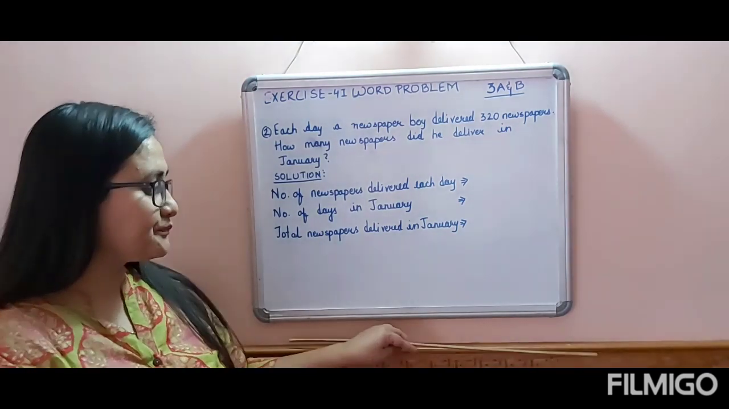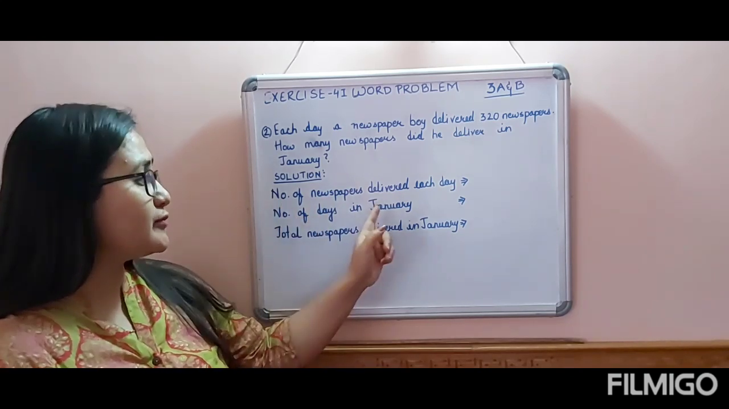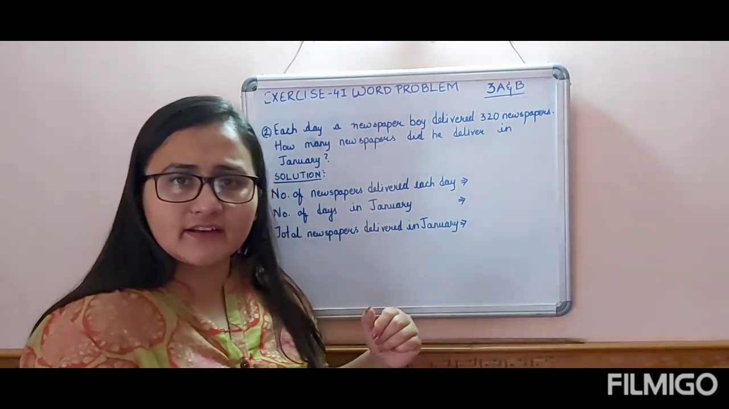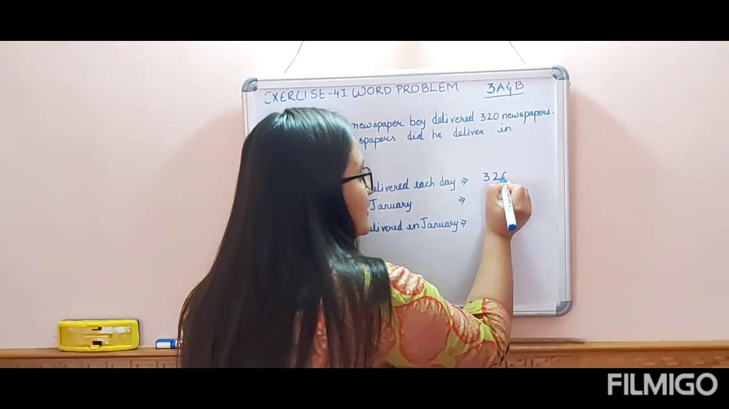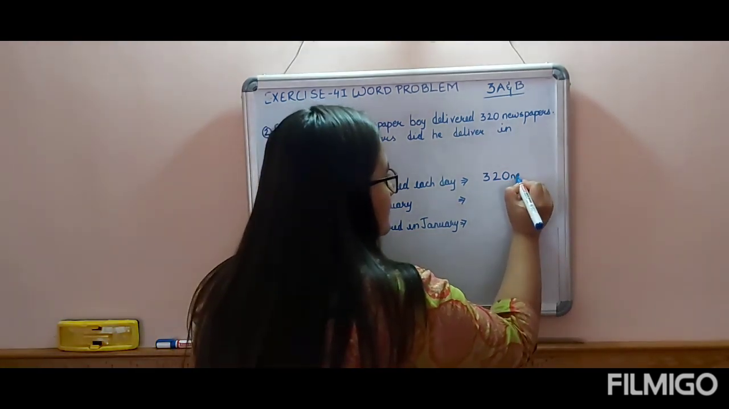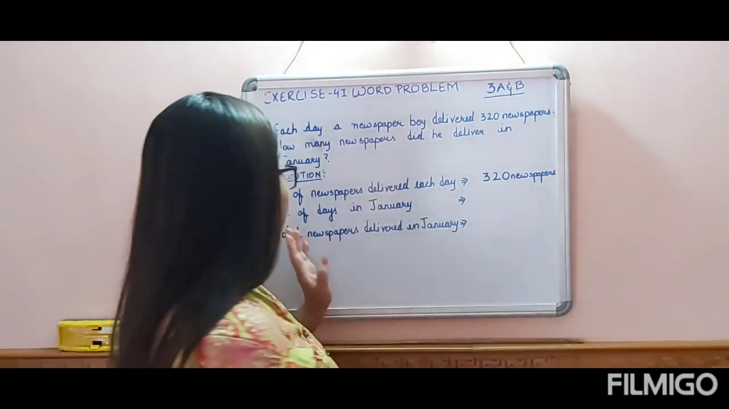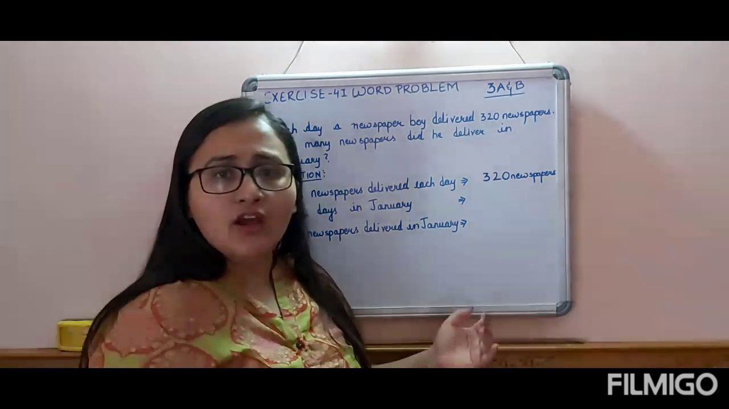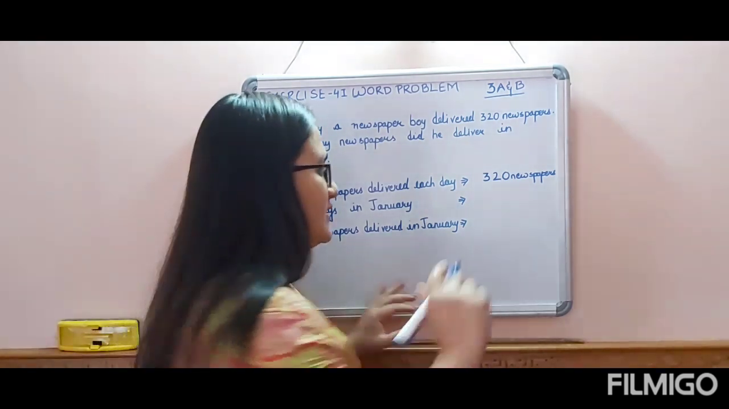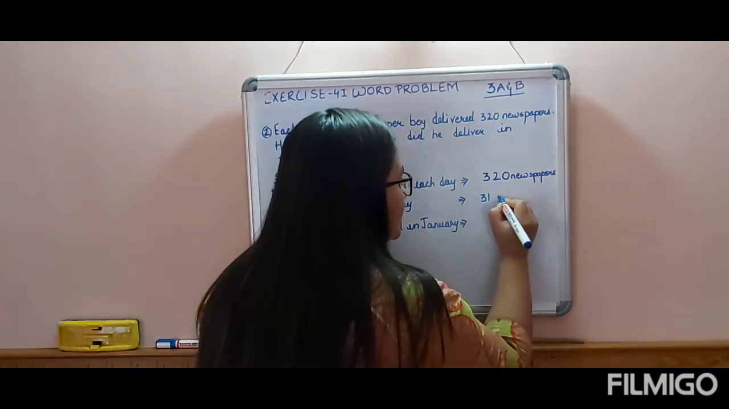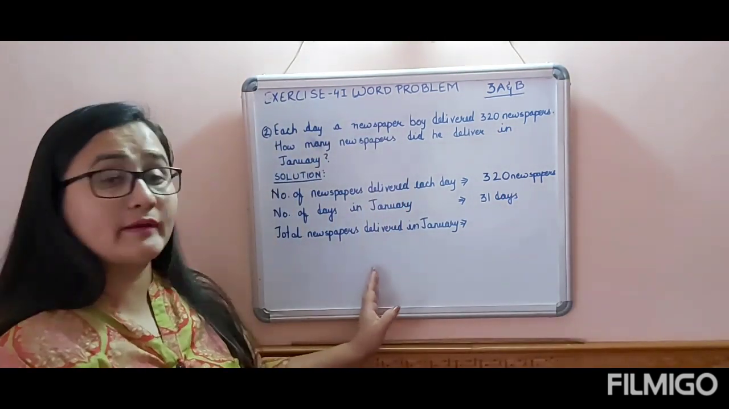Okay, now let's write the answer. The first sentence, number of newspapers delivered each day. How many newspapers did he deliver each day? Yes, it is 320 newspapers. Then the second one, number of days in January. How many days are there in January? As I have told you, there are 31 days in January. Yes, there are 31 days. So your last line, total newspapers delivered in January.